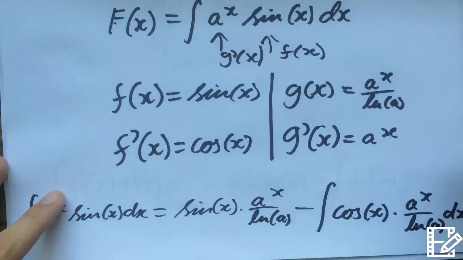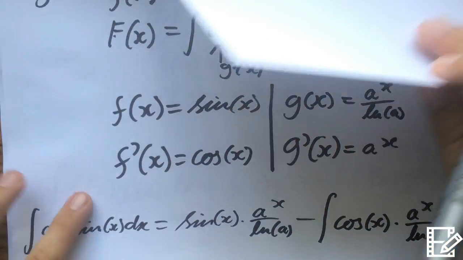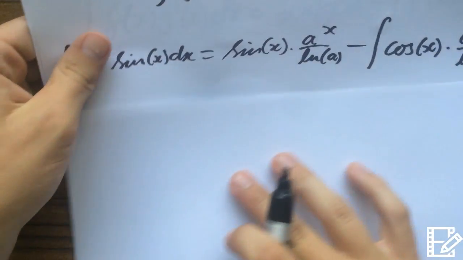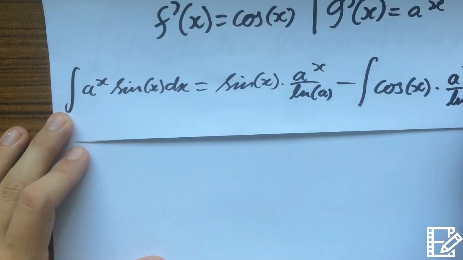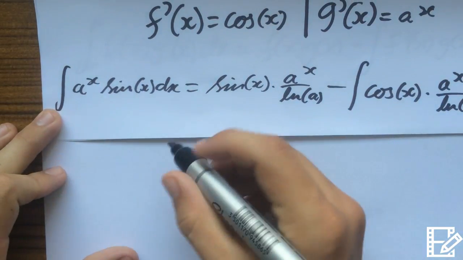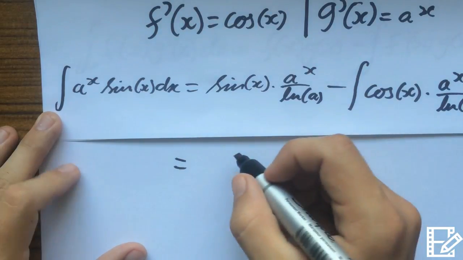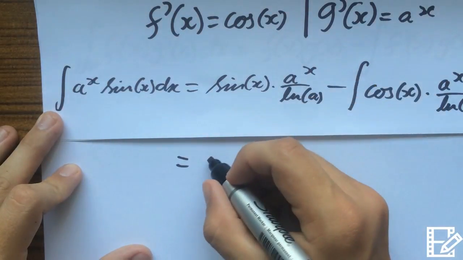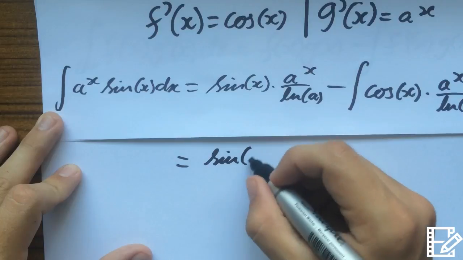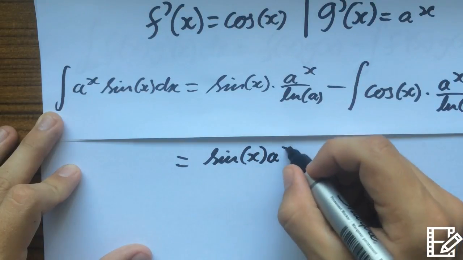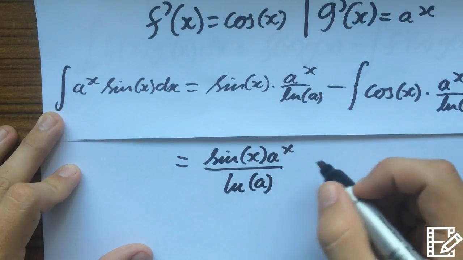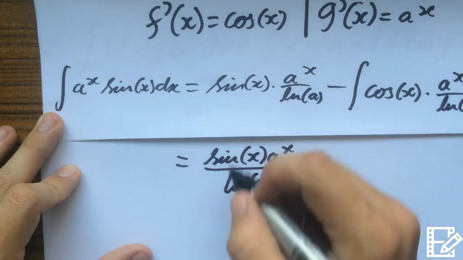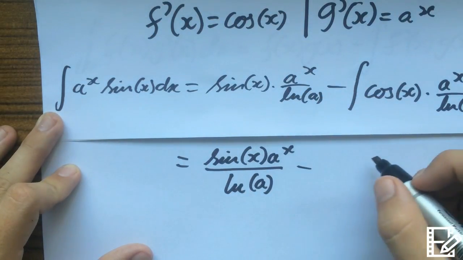Okay, now we have our formula. Now what am I going to do? I'm going to do a bit of rewriting and simplifying a bit. So, sin x multiplied by a to the power of x, all over ln of a. Same thing, haven't really done anything except simplified and made it look neater.